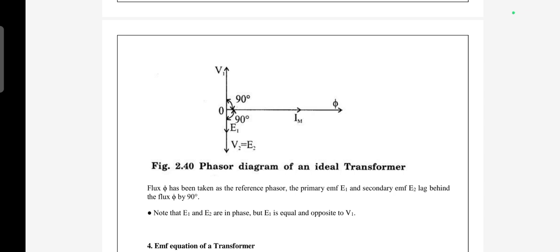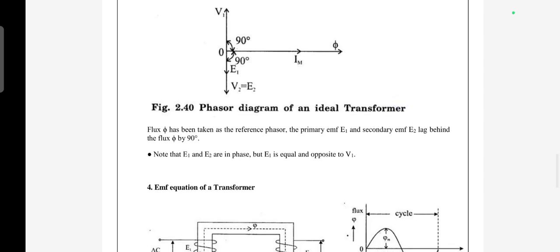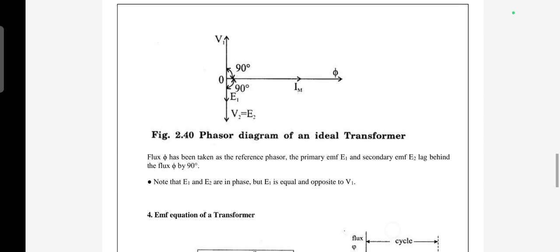Here we can see the voltages V1 and V2 are present vertically and the flux is denoted horizontally. The magnetizing current is in the direction of the flux phi. Flux phi is taken as the reference phasor. The primary EMF E1 and the secondary EMF E2 lag behind the flux by 90 degrees. Note that E1 and E2 are in phase and E1 is equal and opposite to V1.